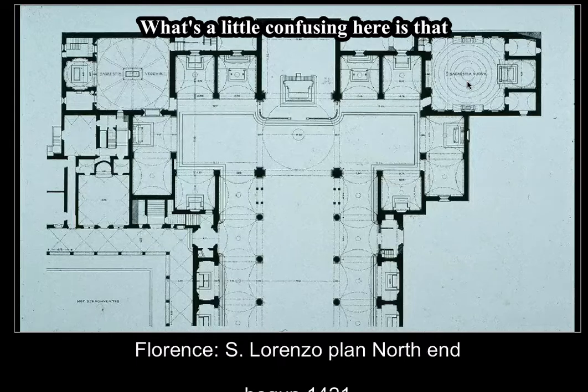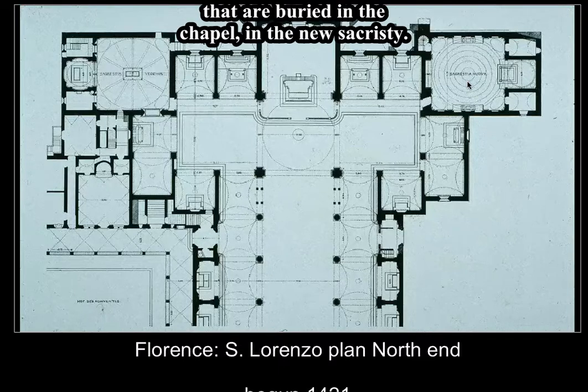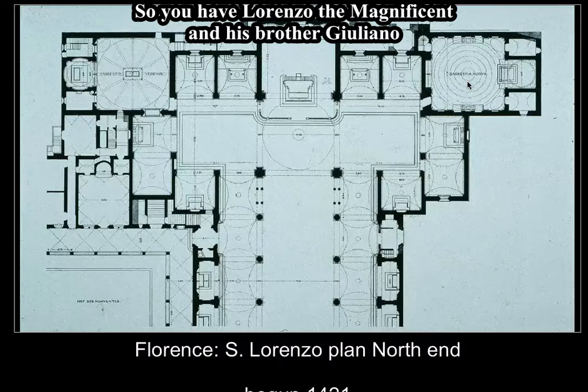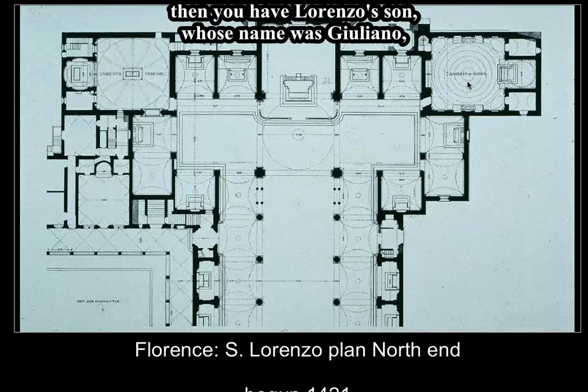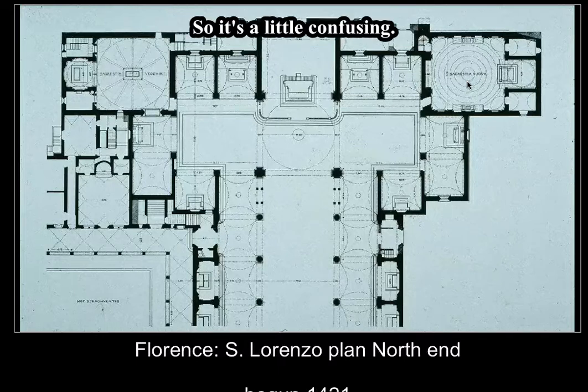What's a little confusing here is that there are two Giulianos and two Lorenzos that are buried in the chapel in the new sacristy. So you have Lorenzo the Magnificent and his brother Giuliano. Then you have Lorenzo's son, whose name was Giuliano, and Giuliano's son, whose name was, of course, Lorenzo. So it's a little confusing.